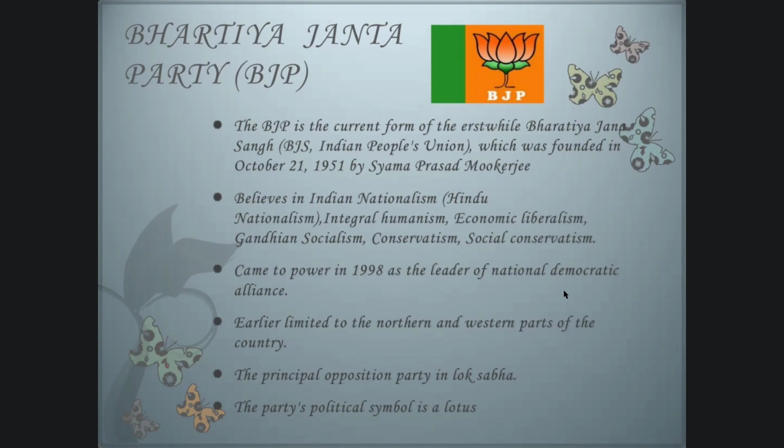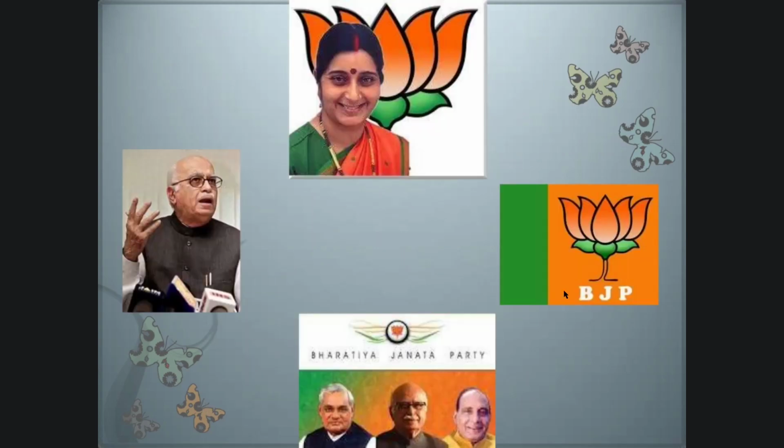This party came to power in 1998 as the leader of the National Democratic Alliance, earlier limited to the northern and western parts of the country only. Now it has spread all over the country. Earlier it was the principal opposition party in Lok Sabha, but currently the Bharatiya Janata Party is the ruling party of our country. The party's political symbol is a lotus. Lotus is the symbol of this party.